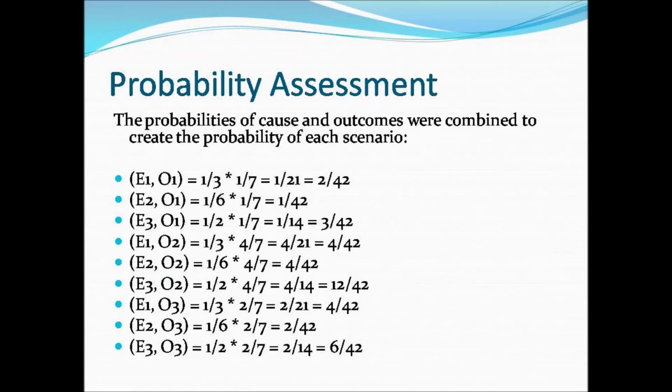Now that we've determined probabilities for both the causes of harm and the outcomes, we're able to combine them and create the probability of each scenario. If you remember our scenarios from a couple slides ago, we have 9 of them. The ratios of the causes and the outcomes are multiplied together, and then they were found to have the common denominator of 42.